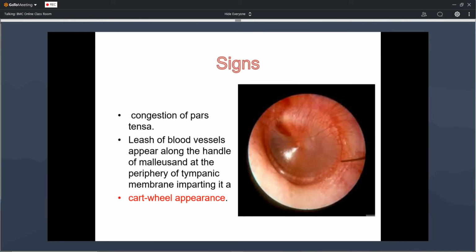If you examine the tympanic membrane using the otoscope or otoendoscope, you can see congestion of the tympanic membrane. The entire pars tensa will be congested, and you can see leashes of blood vessels appearing along the handle of the malleus and also around the tympanic annulus. The appearance of the tympanic membrane in this stage, we call it the cartwheel appearance.